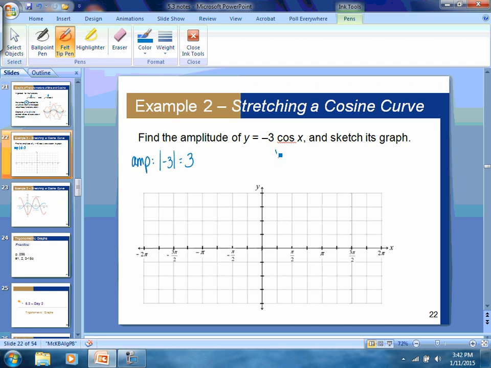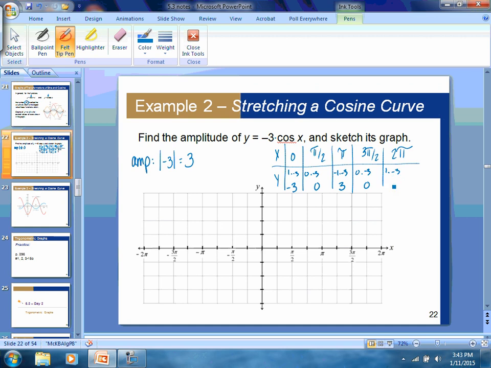Okay. And then when I make my table of values, I have x, and then technically I have y this time. We're still going to start at 0, and then do pi over 2, and then pi, and then 3 pi over 2, and then 2 pi. Now normally the cosine function starts at 1, and then 0, and then -1, and then 0, and then 1. Now I've got this -3 out front, so I'm going to multiply everything by -3. So then I'll get -3 here. Still get a 0 there. Then I get a +3 here. And then we go back to -3.